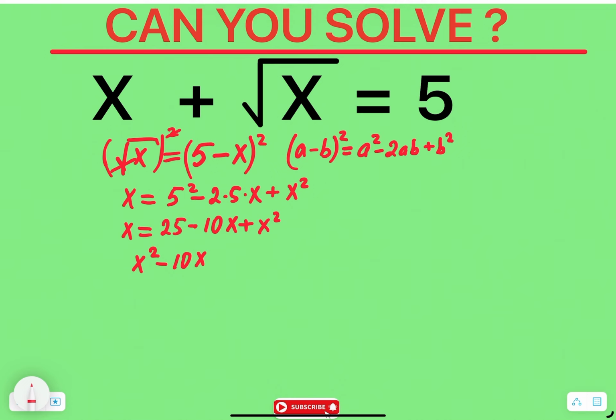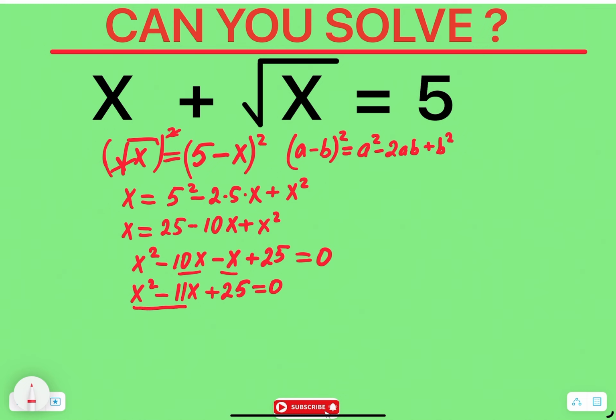Let's bring this x to this side too, which will change the sign and become minus x, plus 25, equals 0, because if we bring this x over, the left side will be 0. Now let's combine like terms. We will have x squared minus 10x minus x, which is minus 11x, plus 25 equals 0.